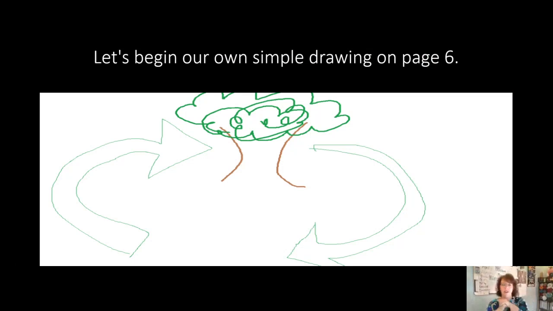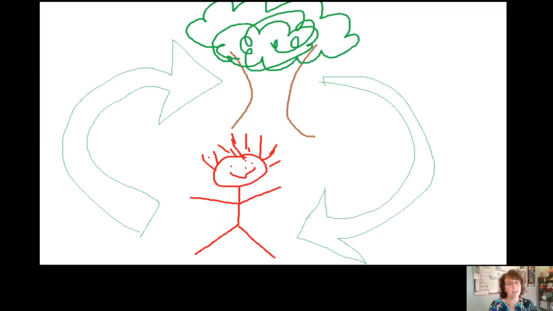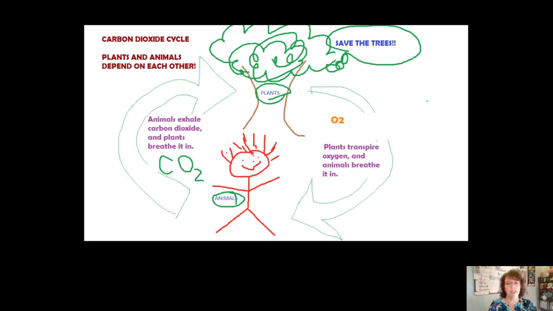Then I got on the whiteboard with Teams and tried to draw it for you. I drew my tree. I drew the arrows. Then I drew a person, just playing around with this tool, and showed you how the oxygen comes out of the tree into the person. The person puts out the CO2 and the tree brings it in, and then I wrote you a few notes. Animals exhale carbon dioxide and plants breathe it in. Plants transpire oxygen and animals breathe it in. Save the trees!